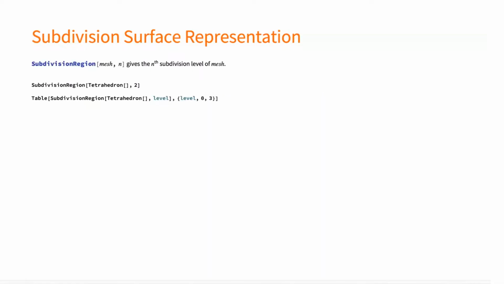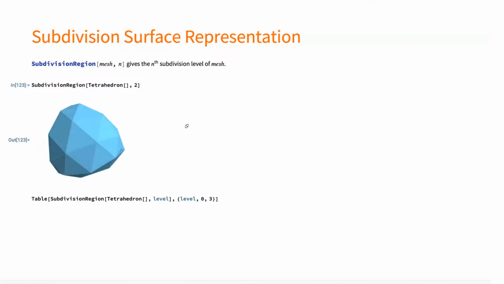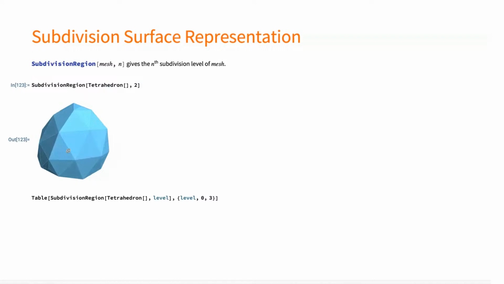Now let's look at how we represent subdivision surfaces in the Wolfram Language. We do this using the new symbol SubdivisionRegion. In order to represent a finite subdivision level, we can pass the base region and the level to SubdivisionRegion. For example, doing it with this tetrahedron will give me the second subdivision level for this tetrahedron.